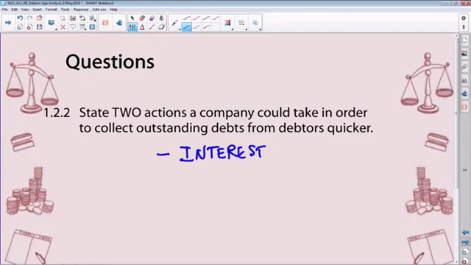Right? What else can you do? Maybe have an SMS system in place where you inform debtors of the outstanding debts. So in this case here, they informed via the electronic media as well. Obviously, the sending out of statements. The question asks for 2. We're just discussing a few more actions that you can take.